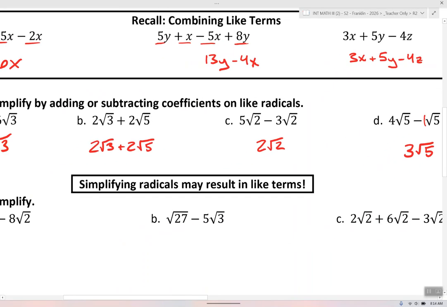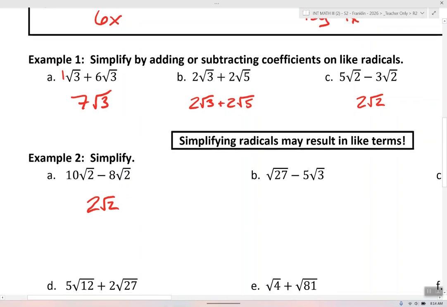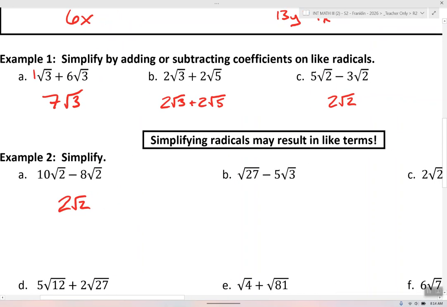Now, sometimes it might seem like we don't have any like terms, but we can simplify a radical, and that will result in having the same radicand. You'll see what I mean here in a minute. First, this first example, we can actually subtract 10 minus 8 is 2 root 2. Now here on example B, we have square root of 27 minus 5 root 3. And 27 and 3 are not the same.